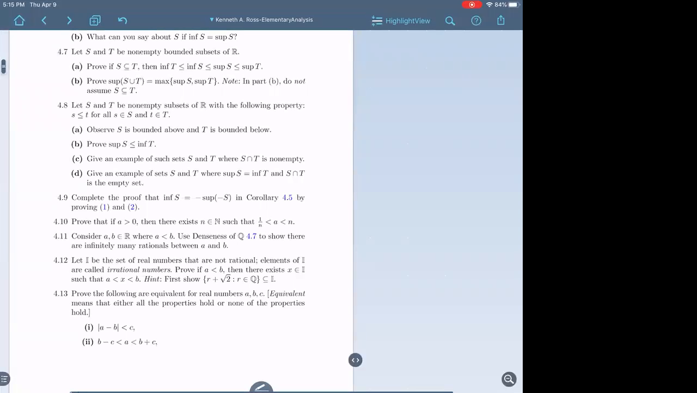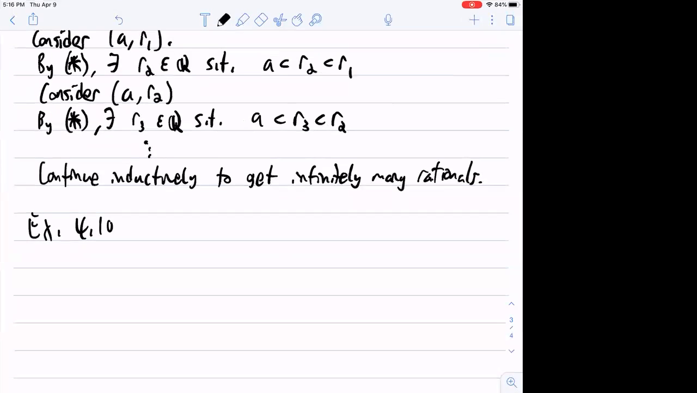So 4.10 is: prove if A is greater than 0, there exists n in N such that 1 over n is less than A less than n. So this looks very similar to the Archimedean property, right? Because the Archimedean property is: show something is bigger than, there's some n such that you're bigger than or smaller than some other number. So let me copy the prompt.